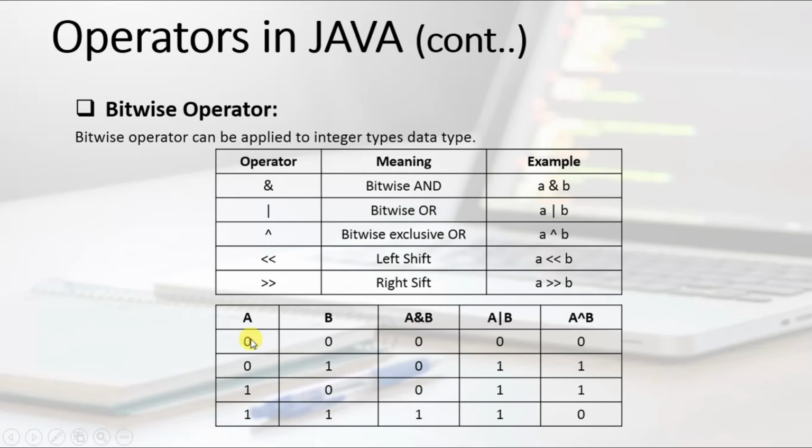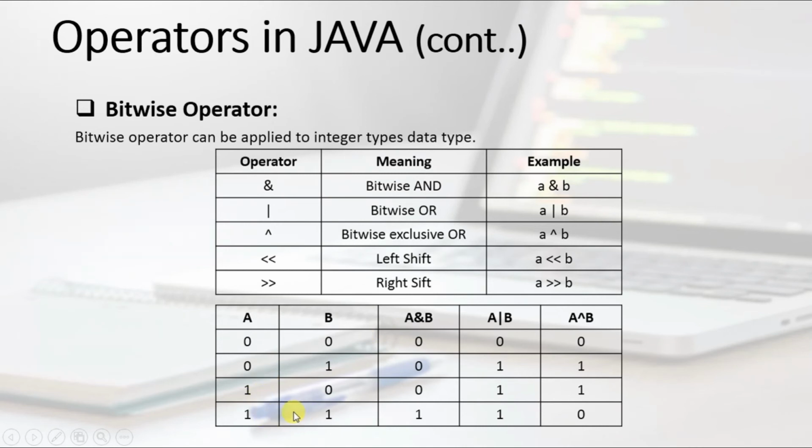Now suppose the value of a is 0 and the value of b is also 0. For the bitwise AND operator, what we have to consider is that only if both values are 1, then the result of a bitwise AND b will be 1. So for 0 and 0, the value will be 0. Why? Because both operands are not 1.